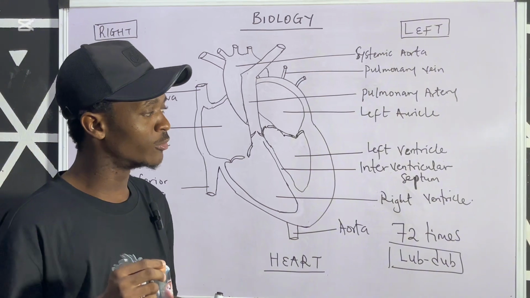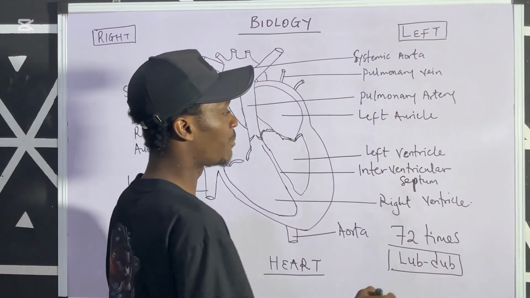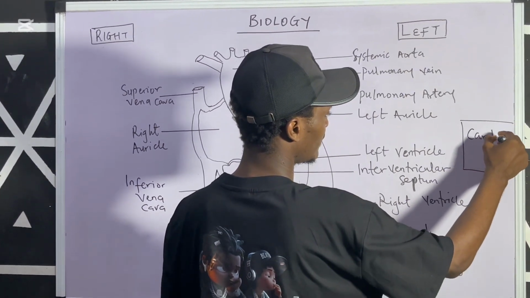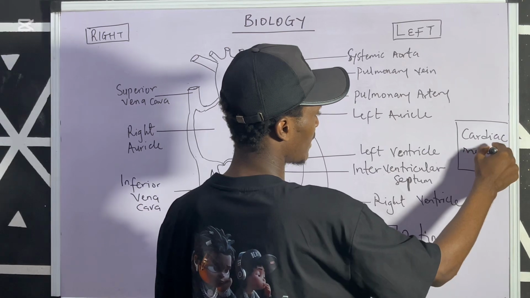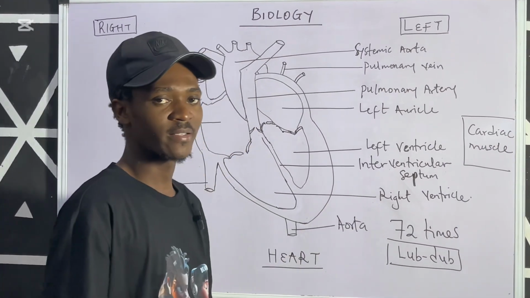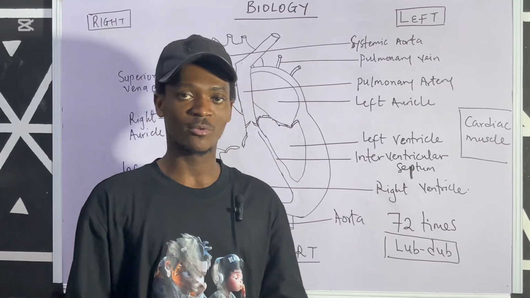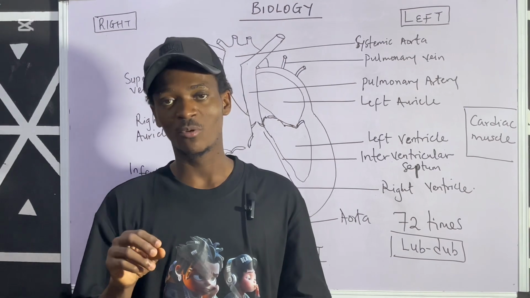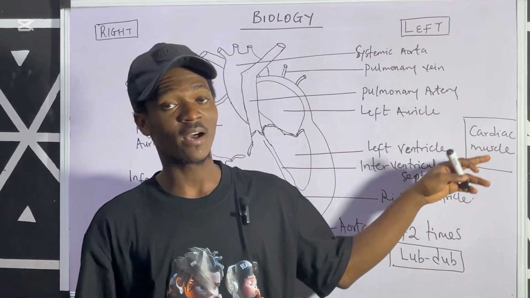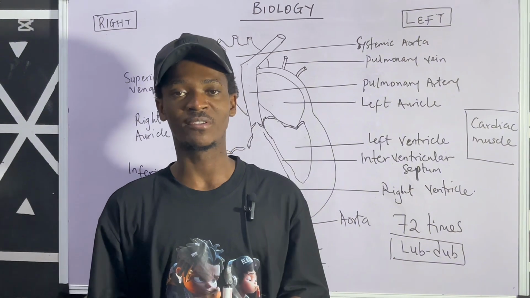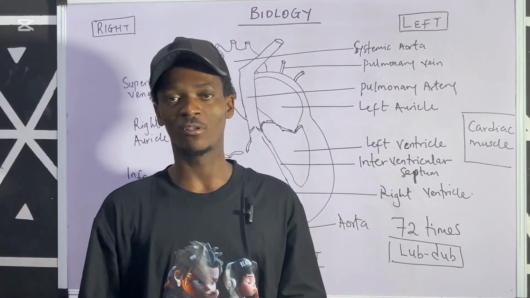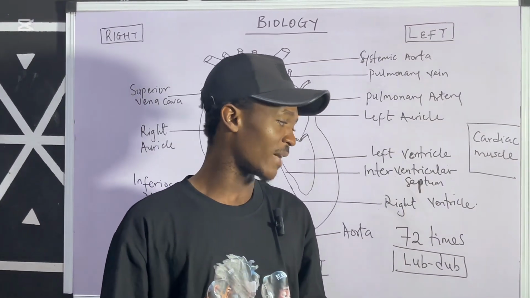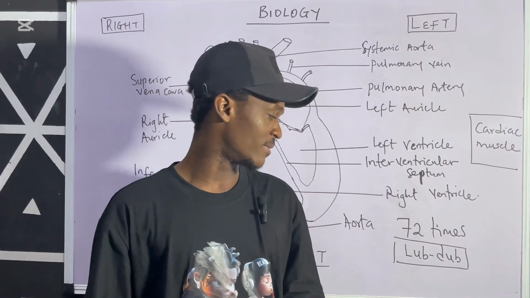But meanwhile, you should know that the heart is made up of a muscle, and the muscle is called the cardiac muscle. That's the only muscle that is found in the heart, and it is an example of involuntary muscle that is striped and striated. The study of everything pertaining to the heart is known as cardiology. So everything that is concerned with the heart is credited to cardiology, which is a branch of medicine. All right.